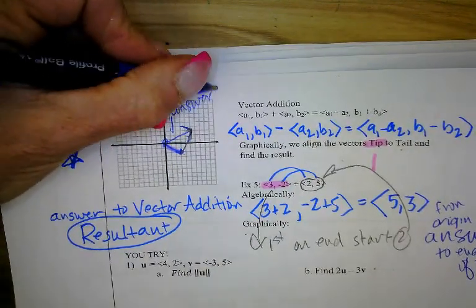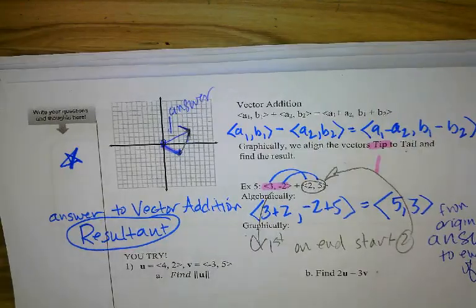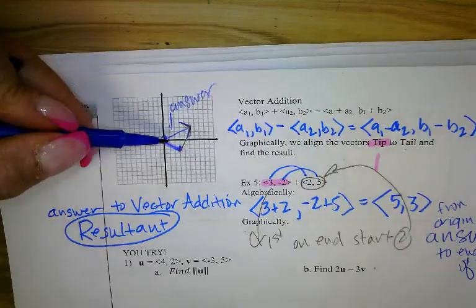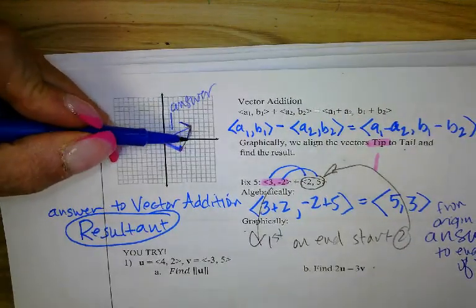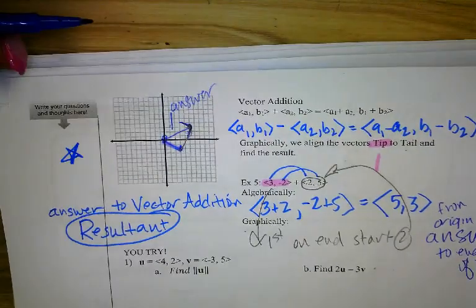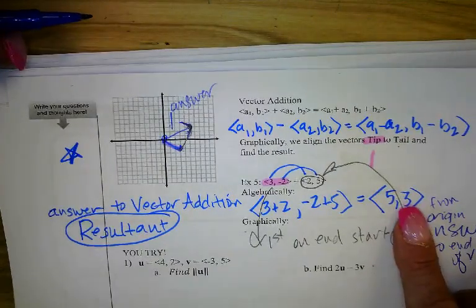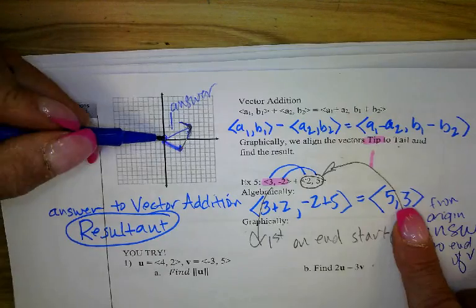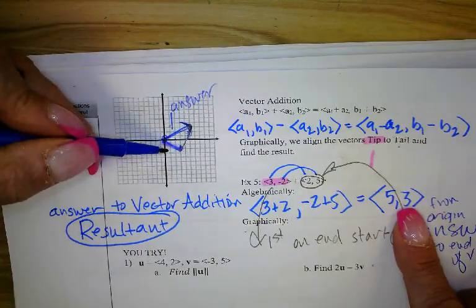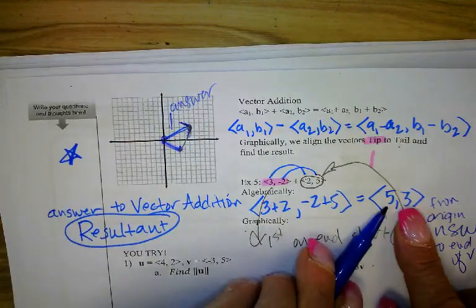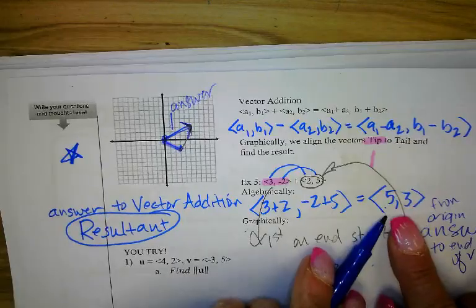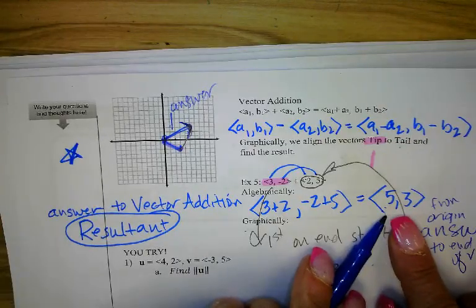Now, if I match up that answer vector, which should be at 1, 2, 3, 4, 5, comma, 1, 2, 3, yeah, that's exactly what I got algebraically. The vector I end up with using graphical addition should land in the same position from the origin as if I do it algebraically. Does that make sense?